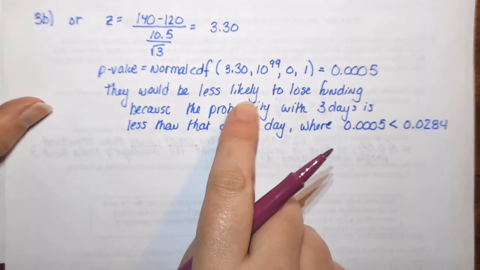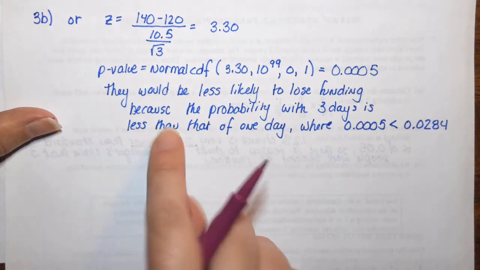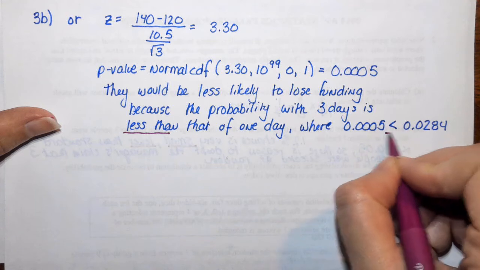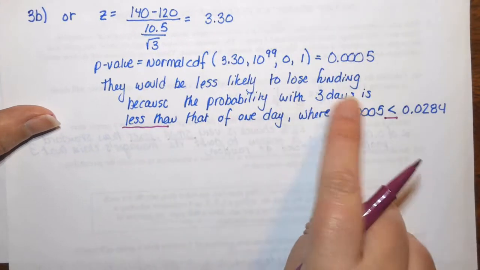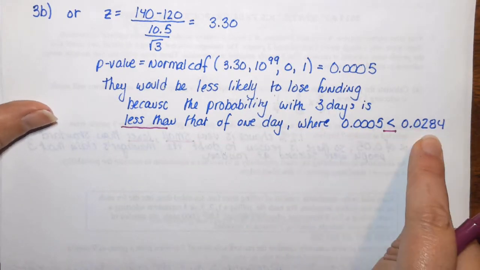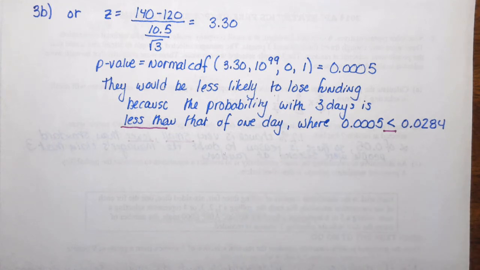You need to say that it's less likely specifically and in context, and then notice I made those comparisons again. I used 3 days, the probability of 3 days is less than that. Here's your 3 days, and here's your 1 day. So, okay, so this is part 3B.